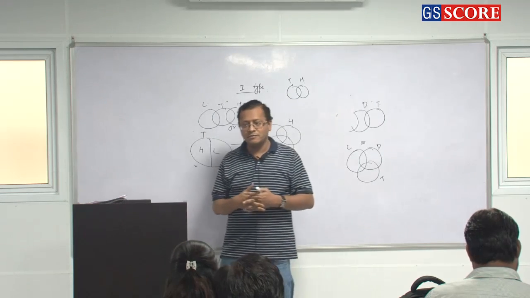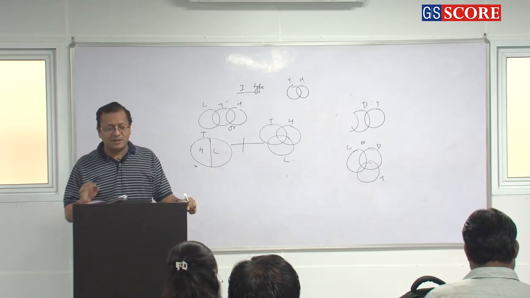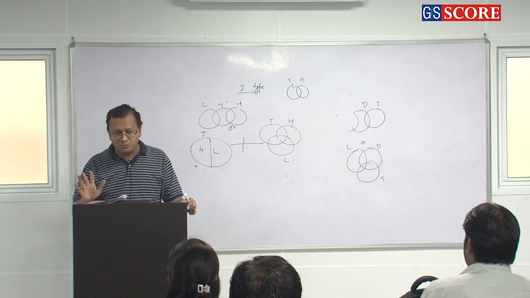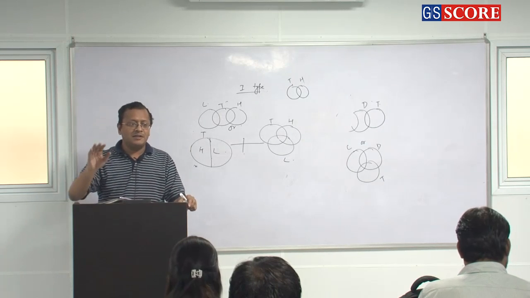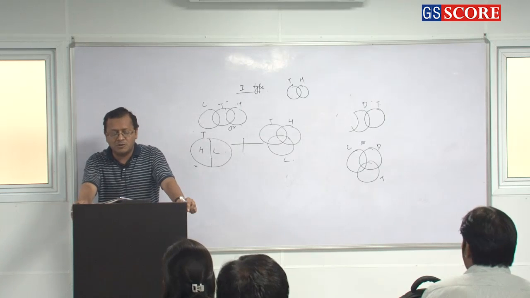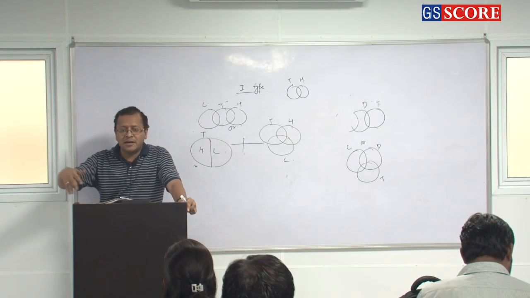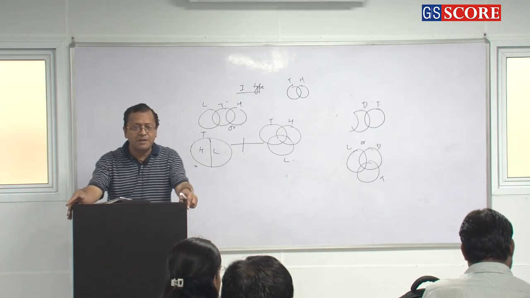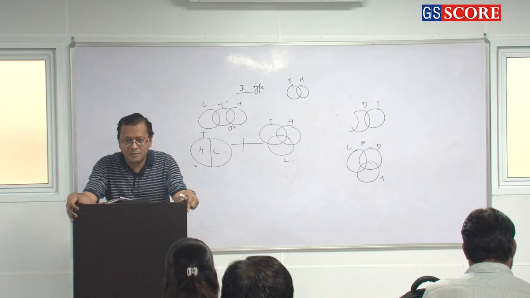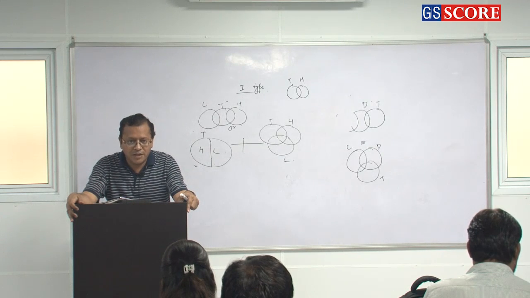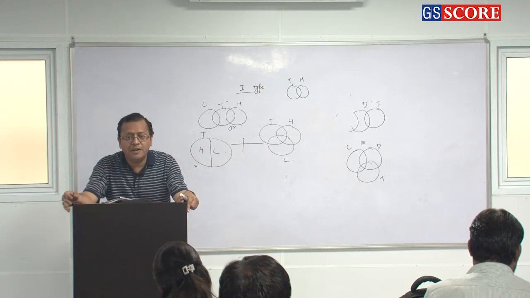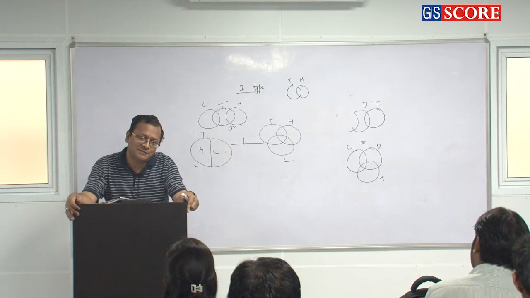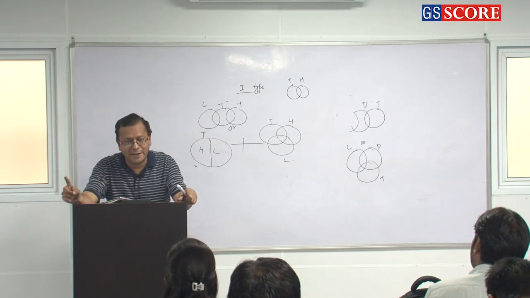Clear or not? Okay. Now since we have moved a little deep into syllogism, there is one more kind of syllogism which you should know. This kind of question did occur once or twice. If I say if A happens, B will happen. If it rains, I will take an umbrella.